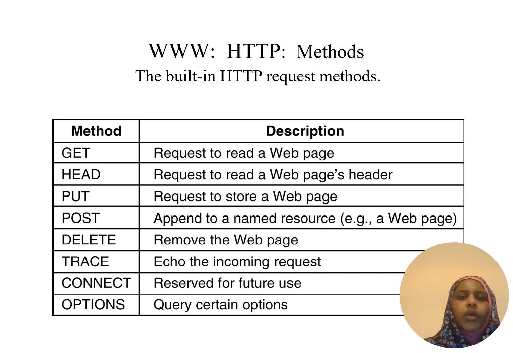HTTP has methods because it was originally designed to support object-oriented programming. The main methods we're going to discuss are GET, a request to get a web page; HEAD, a request to get a web page header; PUT, a request to store a web page; POST, append to a named resource, for example, a web page; DELETE, to remove a web page; TRACE, to echo the incoming request; and CONNECT, which is reserved for future uses. OPTIONS queries certain options.